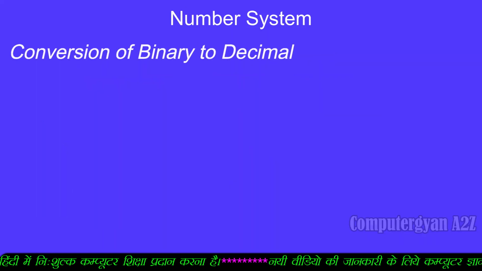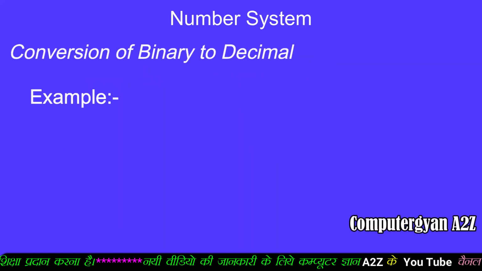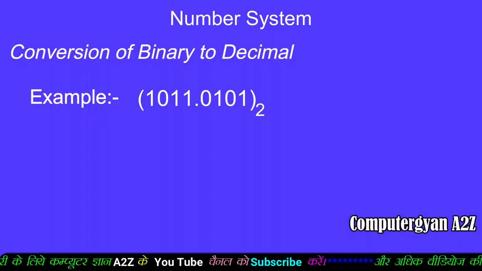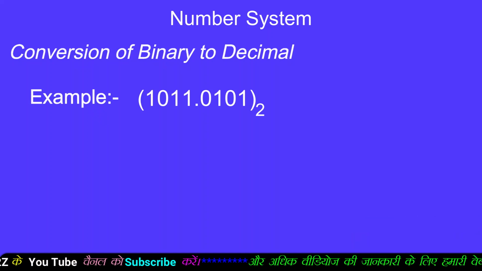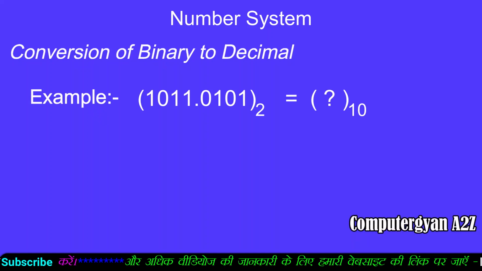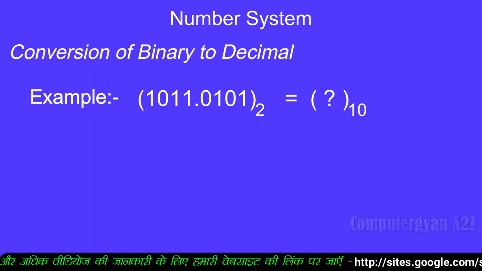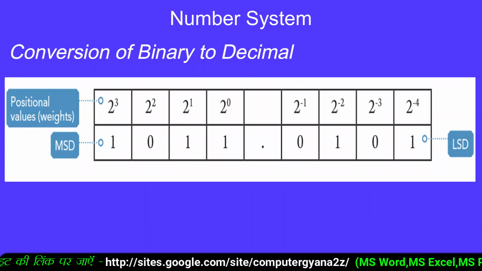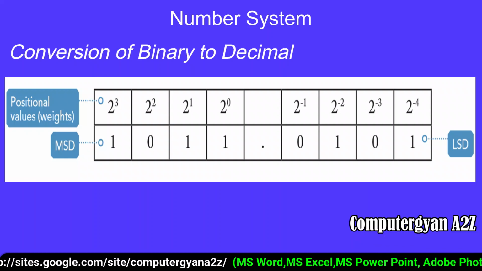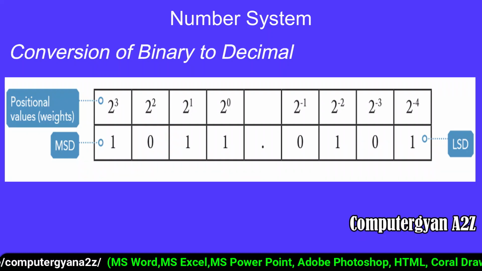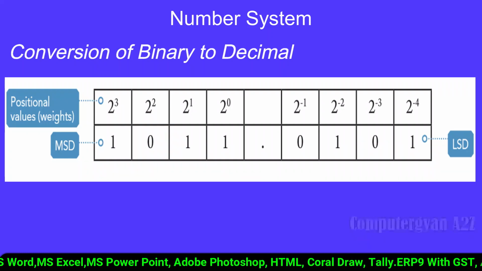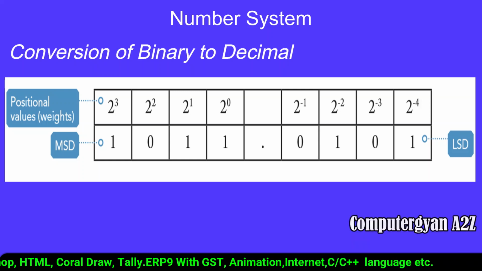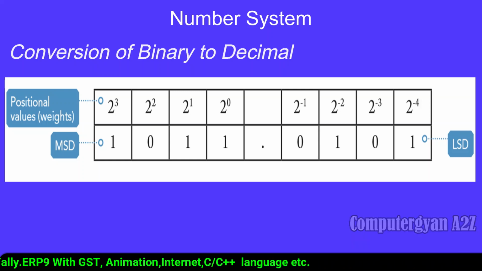Conversion of binary to decimal. As an example, consider a binary number with a fraction, 1011.0101, which can be converted to its equivalent decimal number. So here you can see in a table the positional values of the binary number 1011.0101. You have already learned how to find the positional value or weight of a binary number in the previous tutorial. If you have any confusion, you should watch the tutorial again.